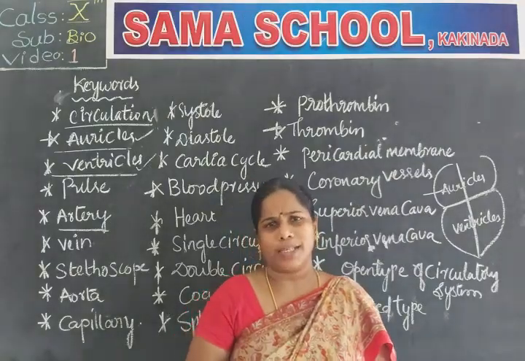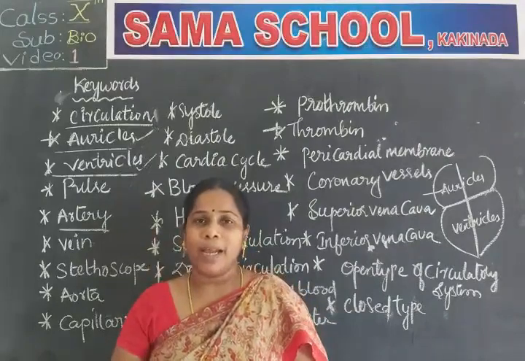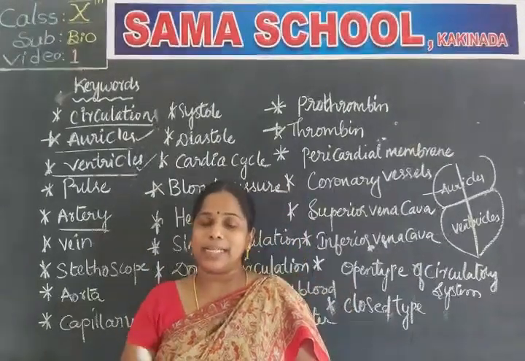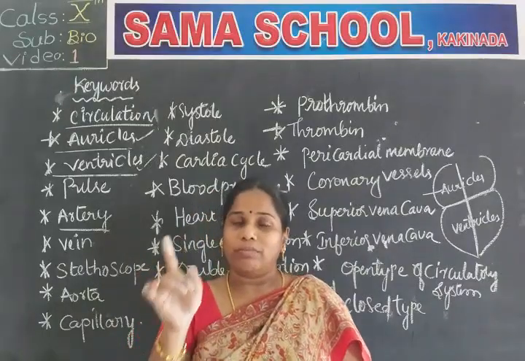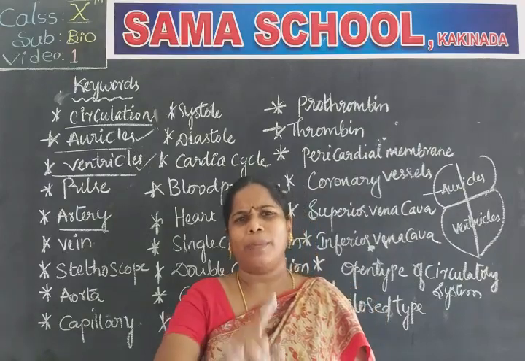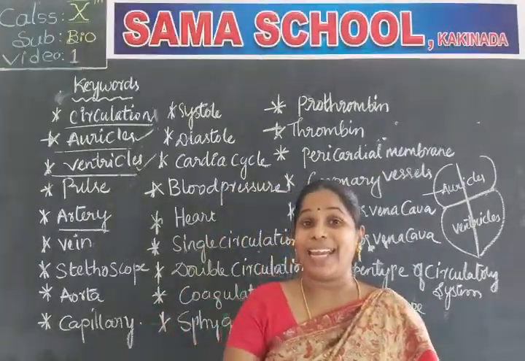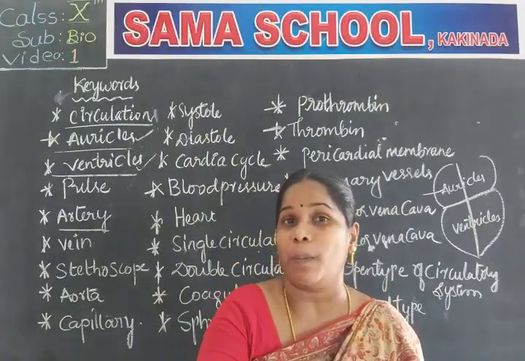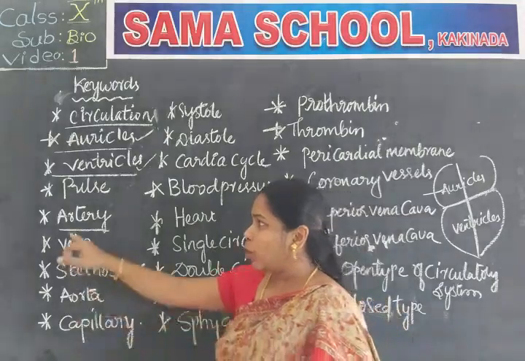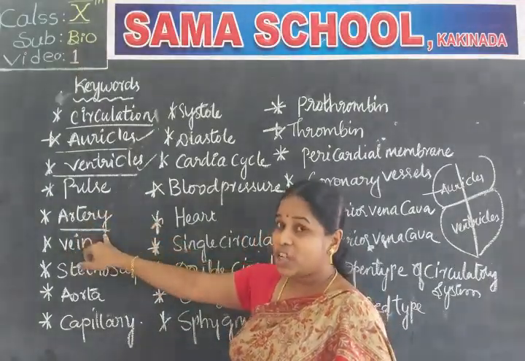Here one exception is there, the pulmonary artery. Please keep in your mind, whenever I teach about the arteries and veins, I will give the explanation of the pulmonary artery. Why is the pulmonary artery an exceptional case? It carries the deoxygenated blood. So everyone, I hope you understood. So an artery is a vessel which carries oxygenated blood.